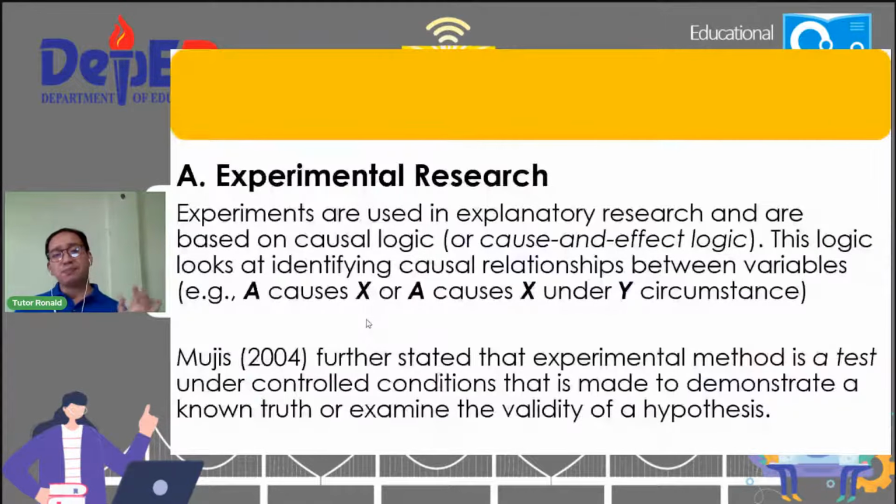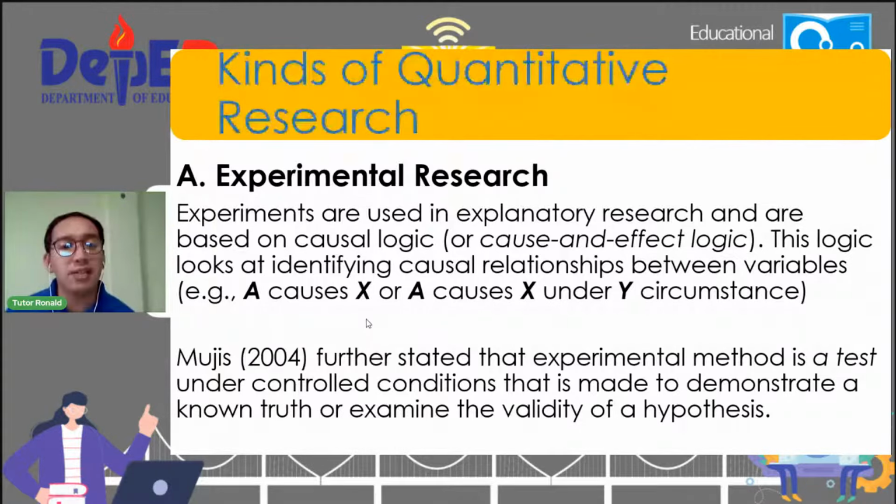So ito pong research design ay nag-study upang malaman ang cause-effect relationships ng variables na isang research. For example, A causes X or A causes X under Y circumstance. So, A variable causes X or A variable causes X under Y circumstances. And Mugis in 2004 further stated that experimental method is a test under controlled condition that is made to demonstrate a known truth or examine the validity of a hypothesis. So it's a test under controlled condition. So controlled po yan ng isang researcher, no? Ang controlled condition ng isang researcher. All right. Let's continue.